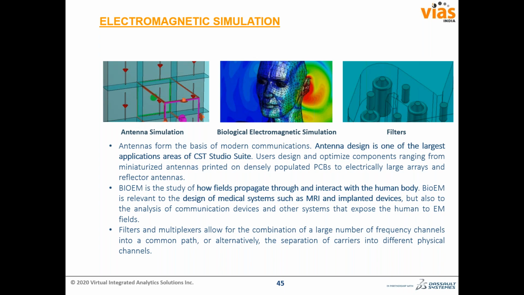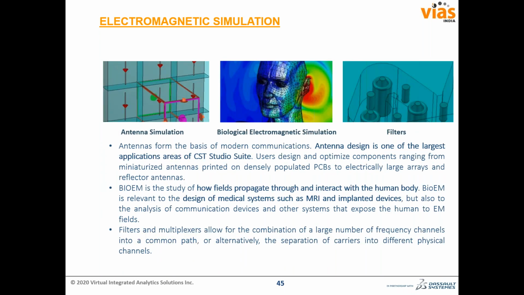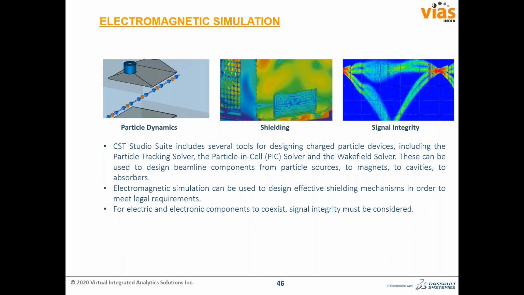We can go for medical system design and medical system simulation with respect to our human body. So that activity we can also do. In addition to that, we can go for filter and multiplexer design and simulation, again checking the frequencies and all these things. So these are the activities which we can carry out in electromagnetic simulation.